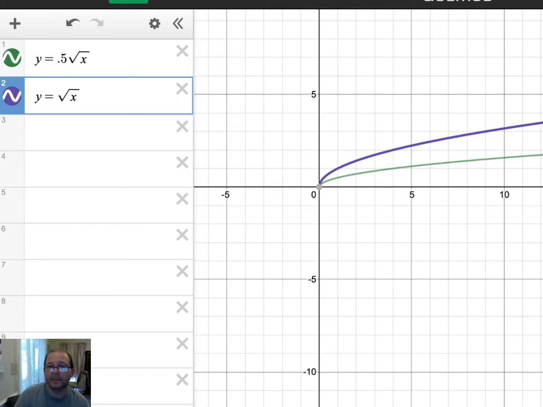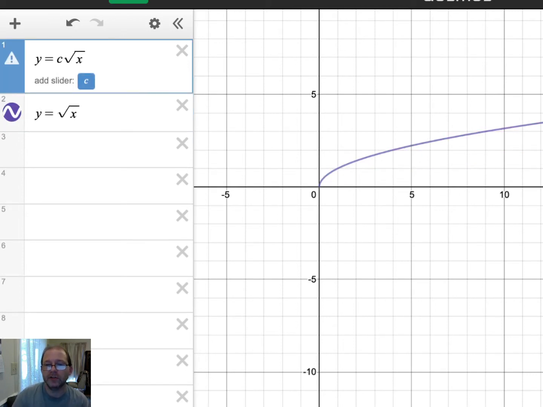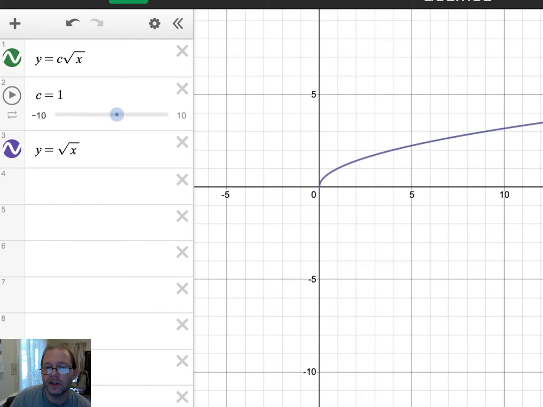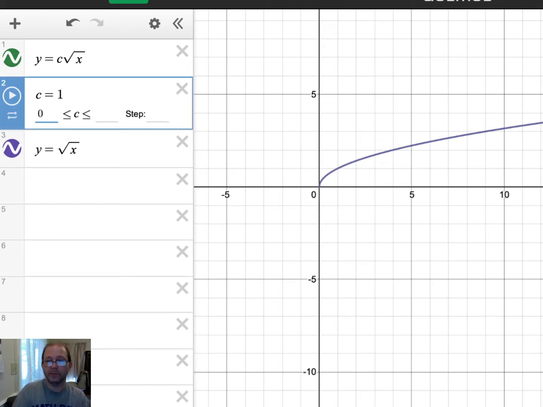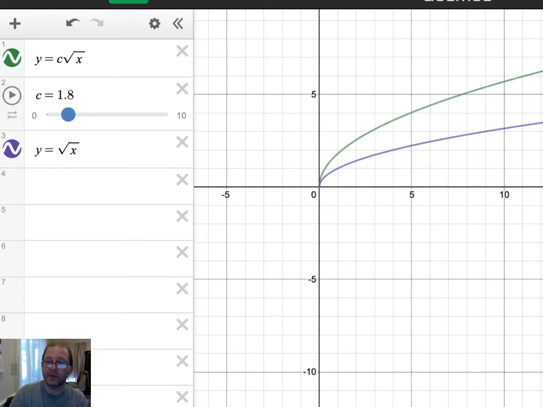There. So if I take this and I put in a constant, if I take this and I go from, say, 0 to 10, this is going to stretch the graph vertically when c is bigger than 1, and it's going to compress it vertically when c is less than 1. Of course, if c winds up going negative, it's going to reflect it.